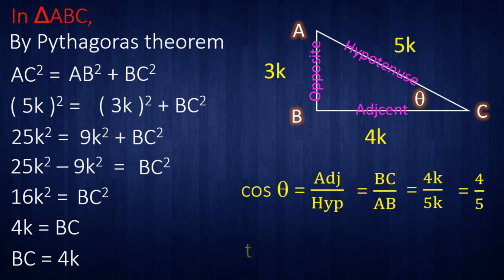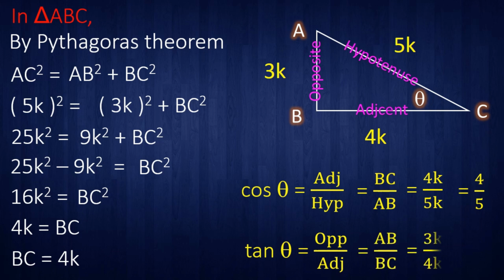Now tan theta is equal to opposite upon adjacent. Opposite is AB and adjacent is BC. Values: AB is 3K and BC is 4K. K and K cancel, 3 upon 4 is your answer.